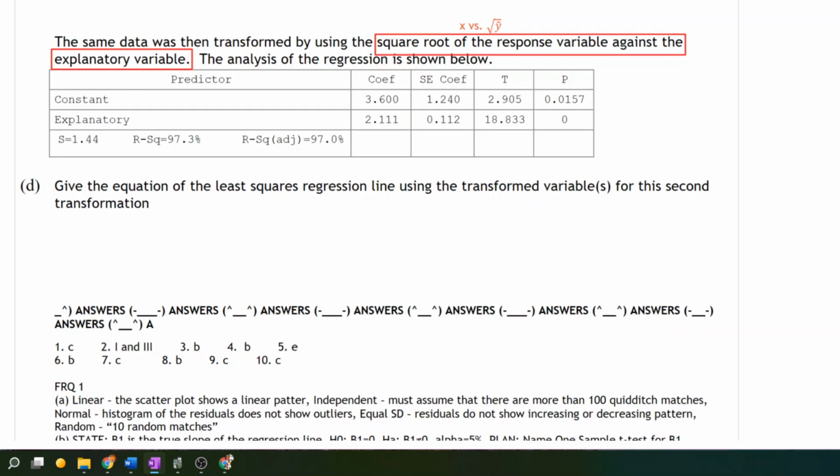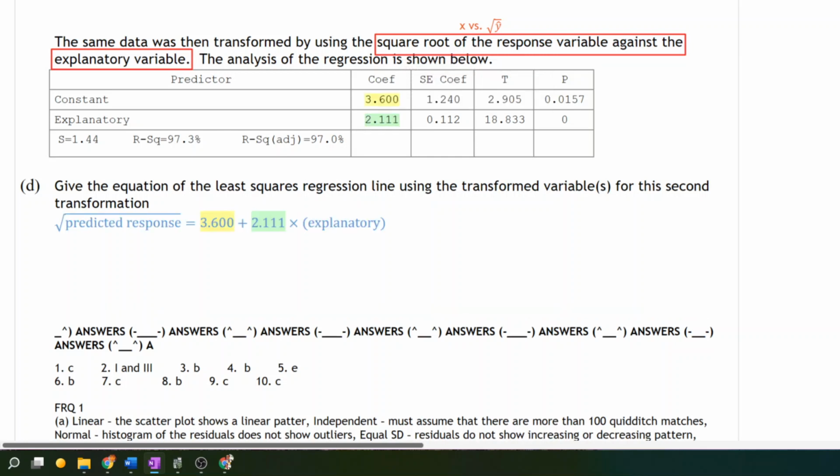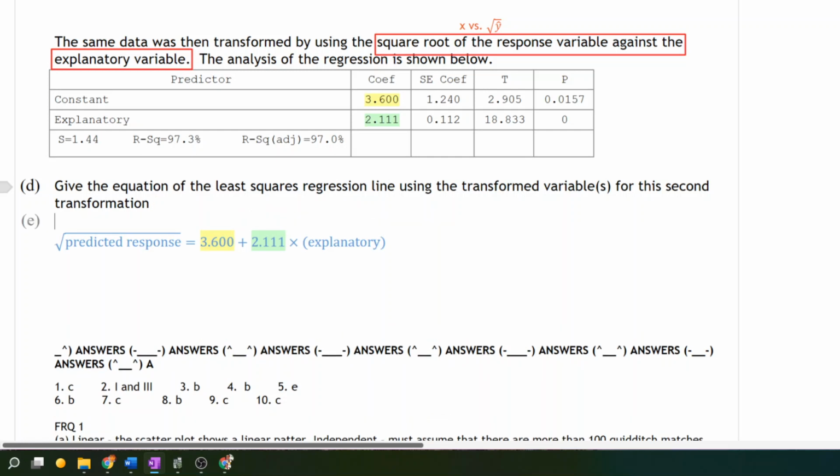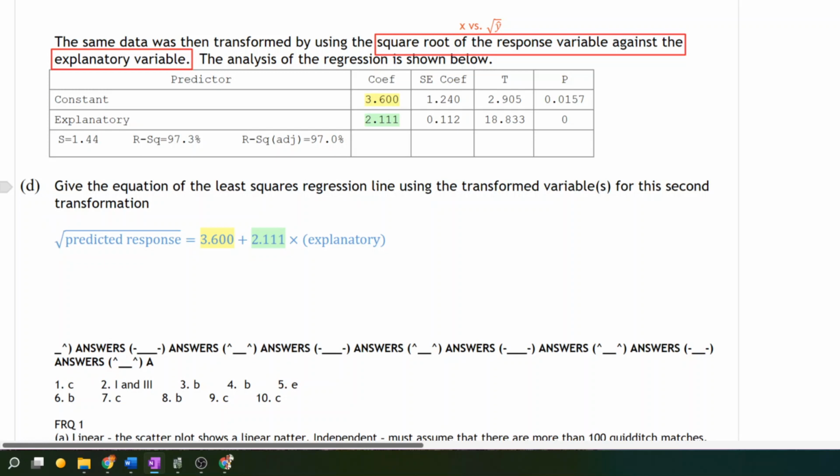Okay, here are the values of a, right over here, 3.6, and here's the value of b, 2.11. This time we get the square root of the predicted response is going to be equal to 3.6 plus 2.111 times the explanatory variable. And that is going to do it for us.